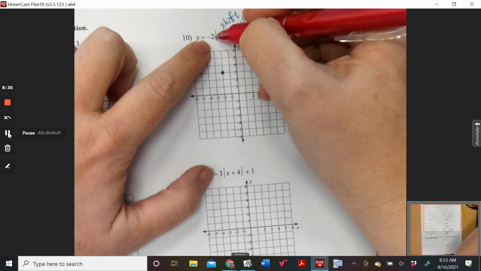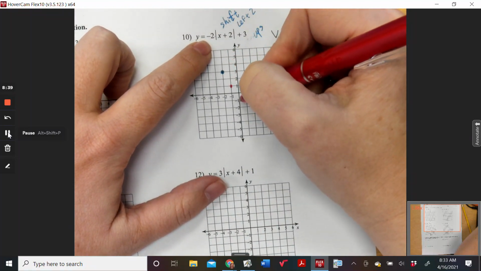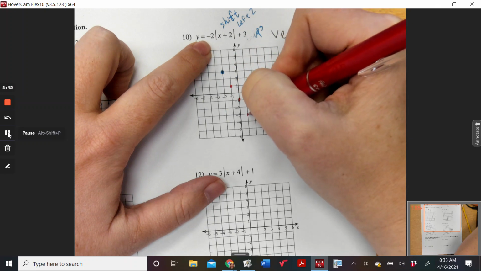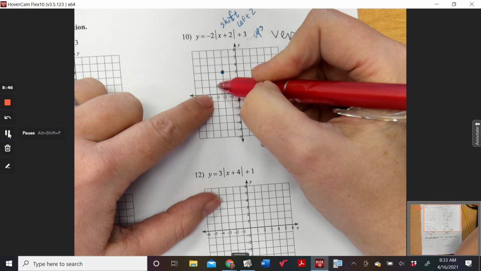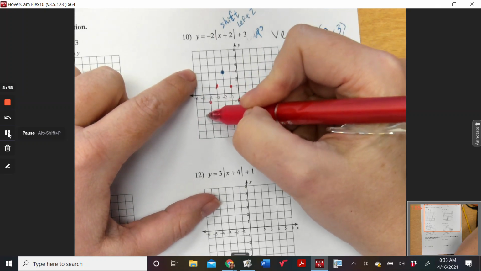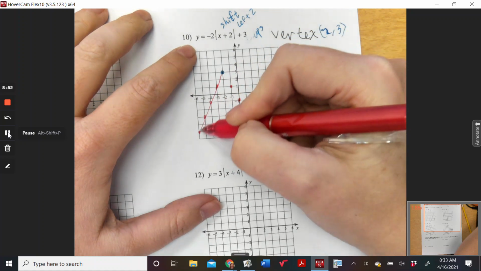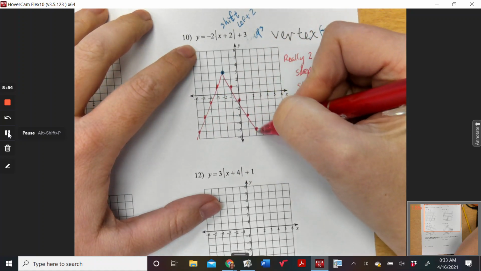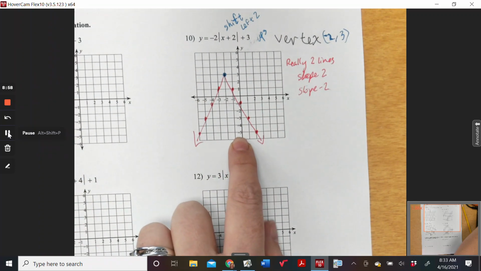As I move to the right of the vertex, I have a slope of negative 2. That's down 1 over 1. As I move to the left of the vertex, I have a slope of positive 2, which is down and left. And there's my pretty graph. Absolute values are much, much easier than lines. And that's where we'll leave it for now.